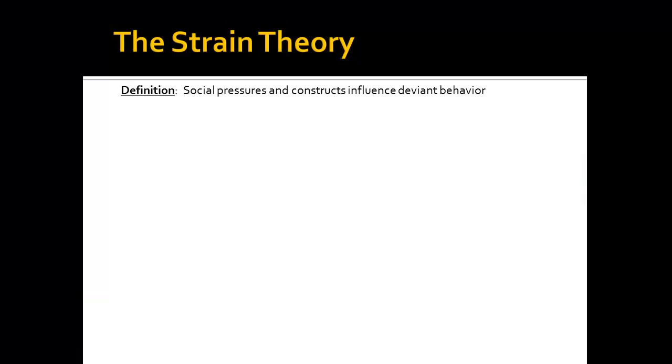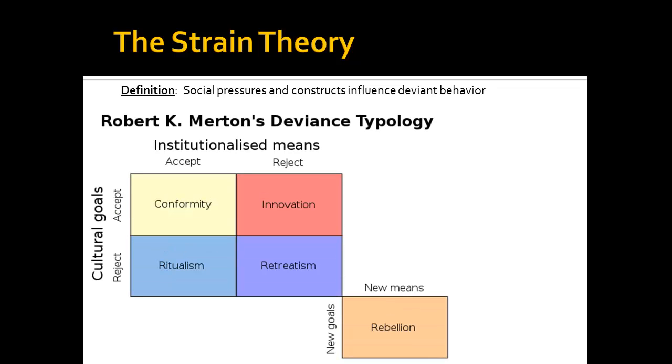We also have something called the strain theory. And this is the idea that social pressures and social constructs influence our deviant behavior. Okay, basically our society has created these norms and also created the ideas of deviance. A guy named Robert K. Merton created a deviance typology here, and it kind of gives you a visual representation of what we're talking about.